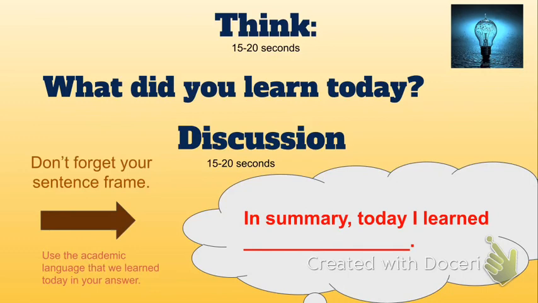So in summary, today I learned how to plot ordered pairs on a coordinate plane. We also learned how to make sure that we have a linear or a line when we plot those points.